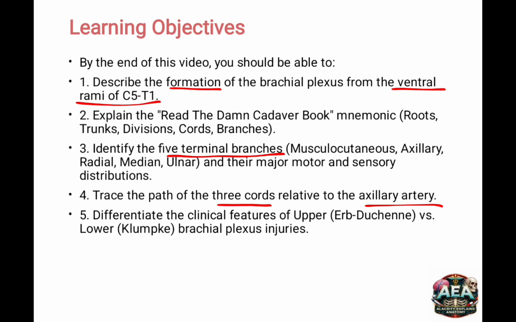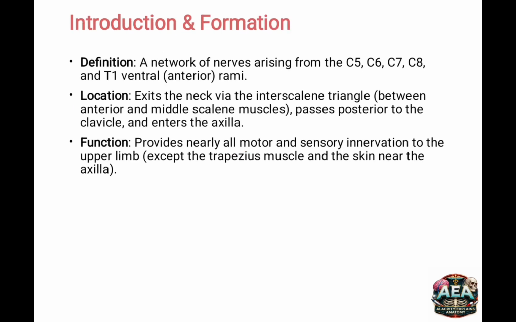Also, you should be able to differentiate the clinical features of upper versus lower brachial plexus injuries, that is Duchenne versus Klumpke palsy. So, as a way of introduction, the brachial plexus is a network of nerves arising from C5, C6, C7, and T1 ventral rami, ventral or anterior rami.